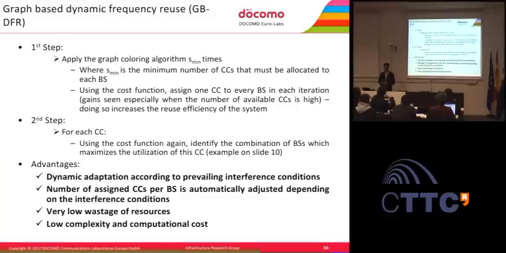You have dynamic adaptation according to the prevailing interference conditions. The number of component carriers which are assigned to each base station is automatically adjusted. It's not a fixed number. So if the base station sees less interference, it will be assigned more component carriers and vice versa. So you have a low wastage of resources, and the scheme is, well, not very computationally complex given the size of the problem.